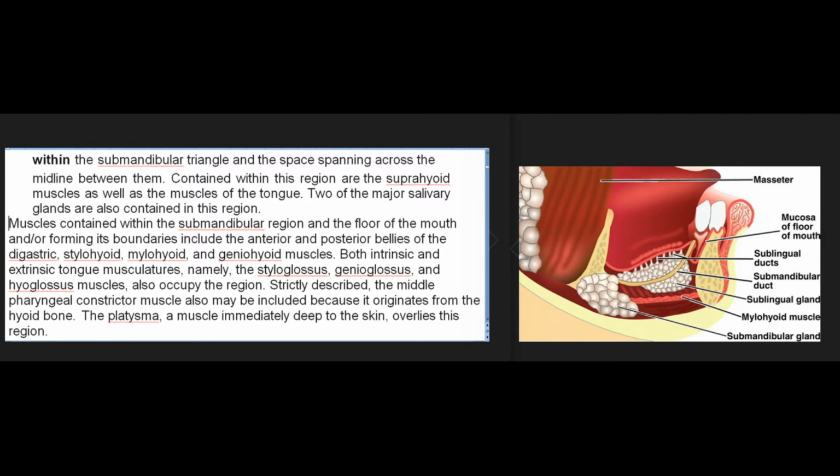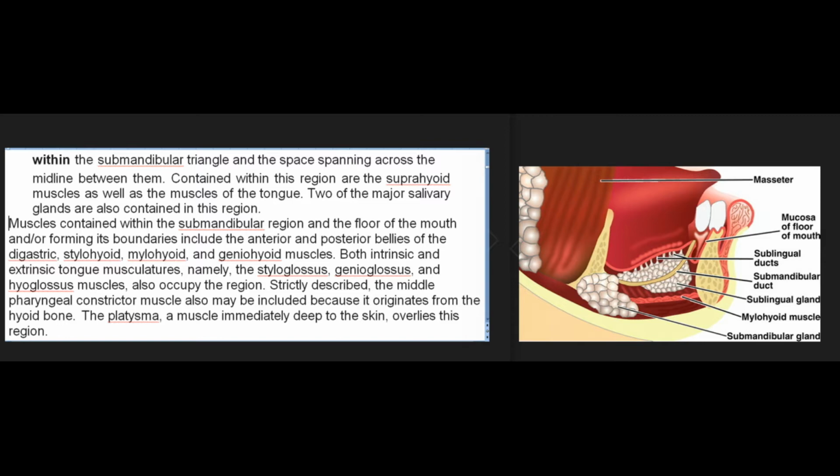Muscles contained within the submandibular region and the floor of the mouth and/or forming its boundaries include the anterior and posterior bellies of the digastric, stylohyoid, mylohyoid, and geniohyoid muscles. Both intrinsic and extrinsic tongue musculatures, namely, the styloglossus, genioglossus, and hyoglossus muscles, also occupy the region. Strictly described, the middle pharyngeal constrictor muscle also may be included because it originates from the hyoid bone.